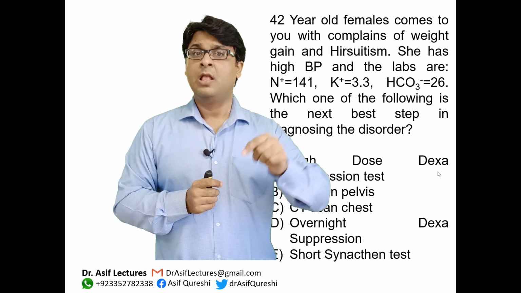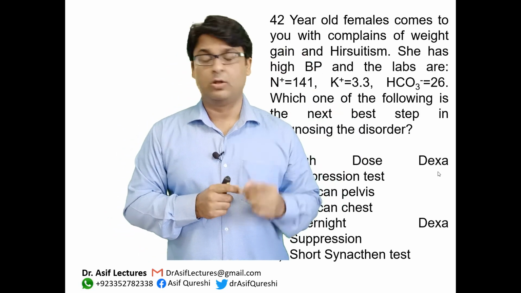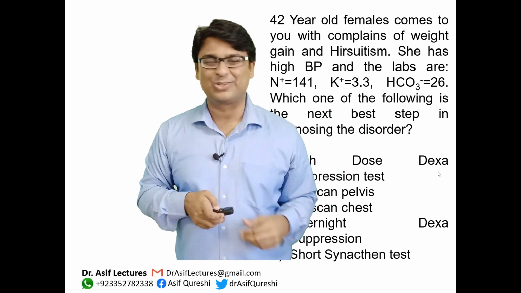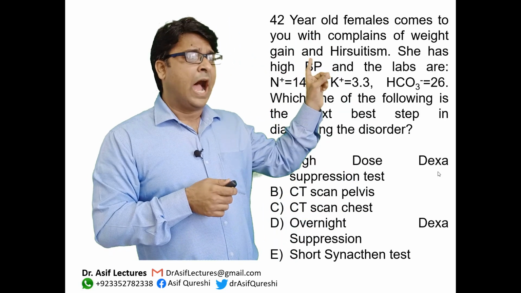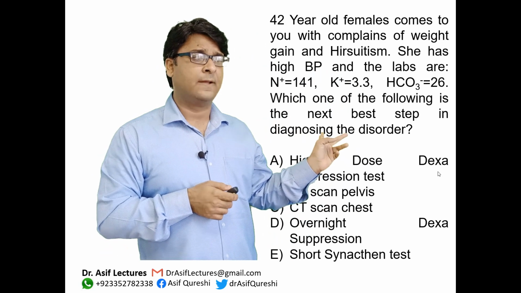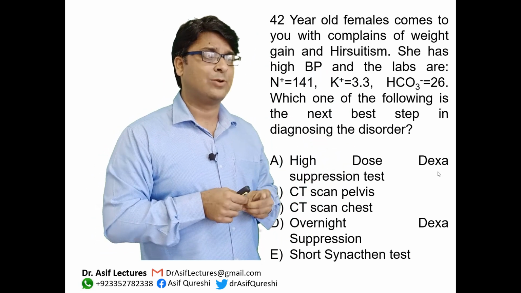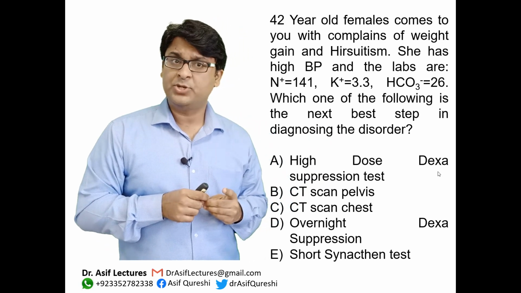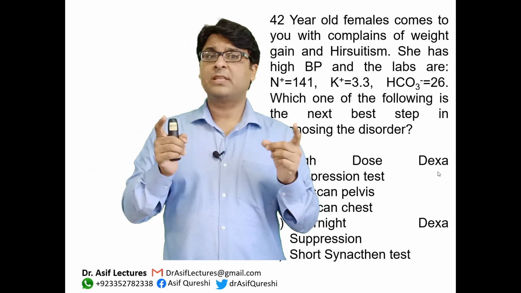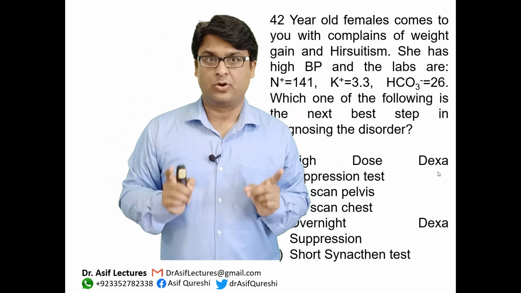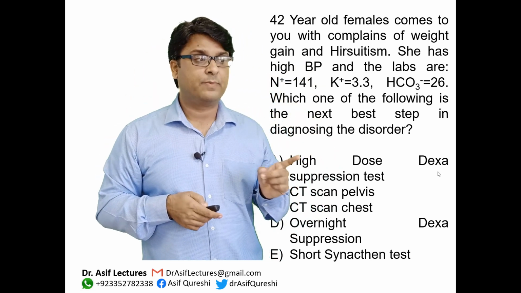Short synacthen is done when you are suspecting low cortisol levels, okay? Now, the left ones are A and D: high dose dexamethasone and overnight dexamethasone. Again, I told you, high dose dexamethasone is used to establish the location of high cortisol levels, okay? And the option here would be D.